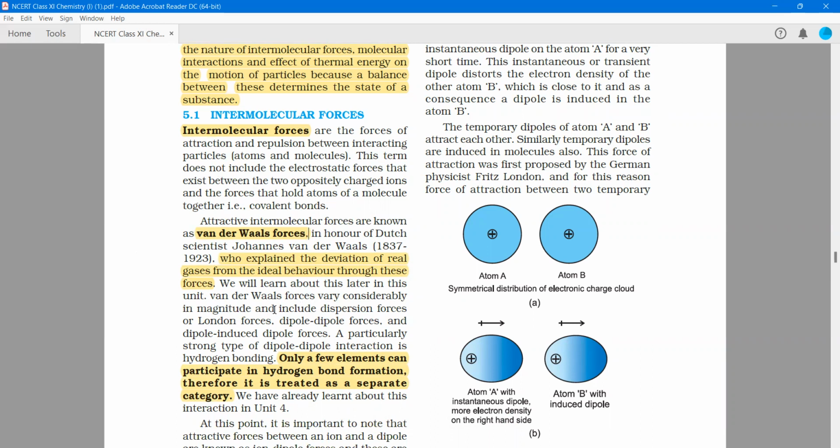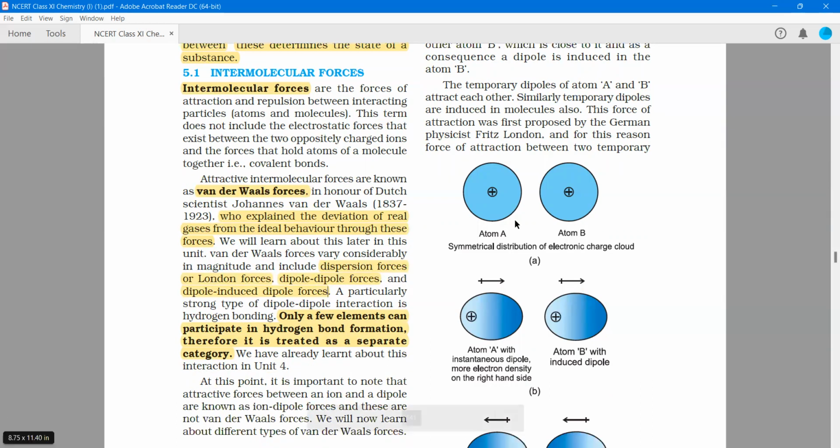These are dispersion forces, also called London forces, dipole-dipole forces, that is between two dipoles, and dipole-induced dipole forces. Another type of dipole-dipole interaction is hydrogen bonding, which we are not going to study under van der Waals forces, because not all elements show hydrogen bonding interaction.